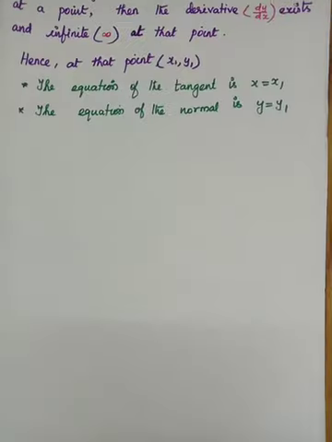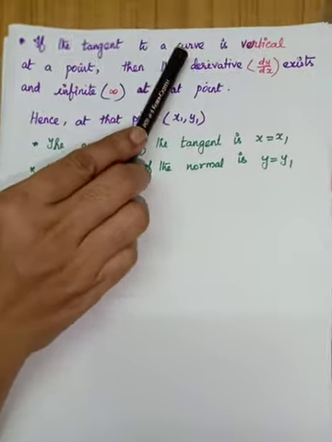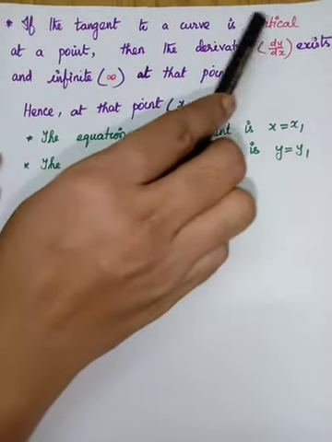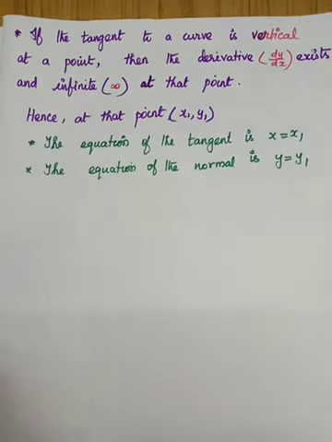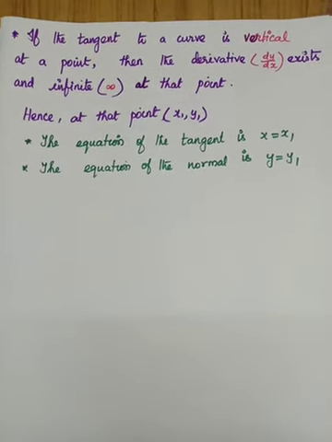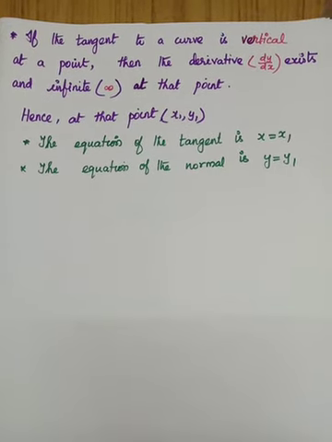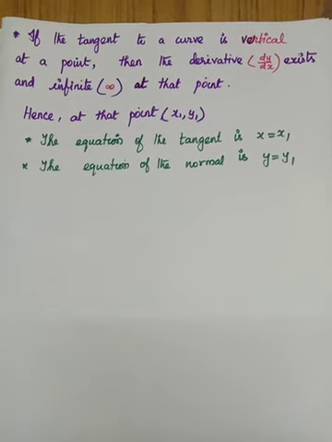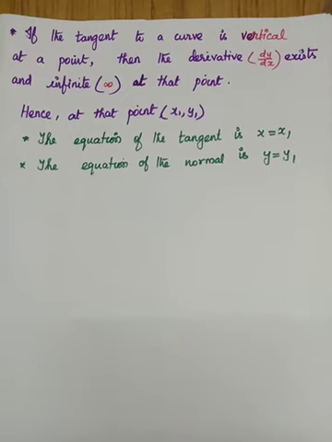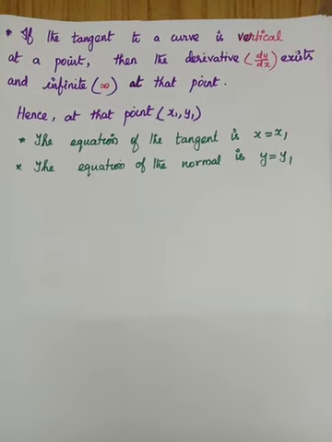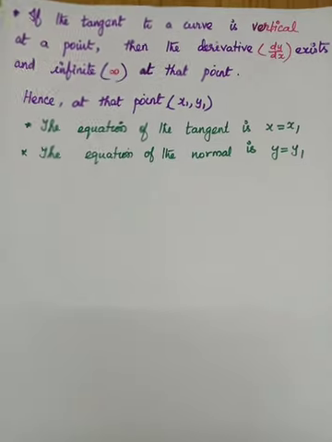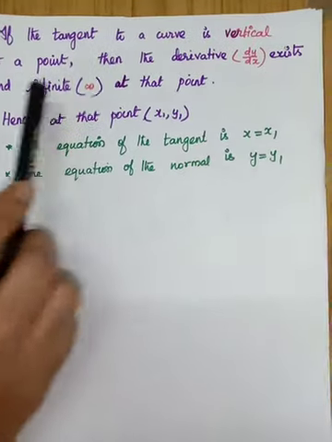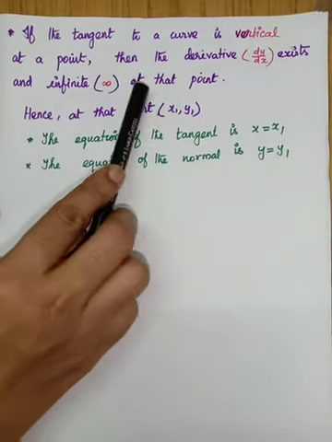Okay, next one. If the tangent to a curve is vertical at a point, that means the angle made by the tangent with the x-axis is 90 degrees. Okay, so m is equal to tan theta. If you substitute theta as 90 degrees, m is equal to tan 90 degrees. Tan 90 degrees is infinity. So the derivative dy by dx exists and it is infinity at that point.